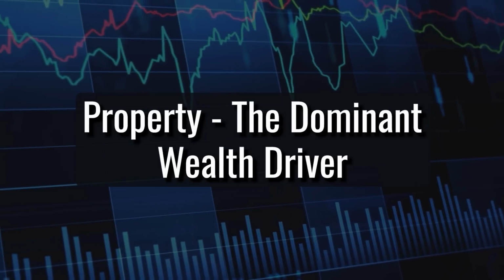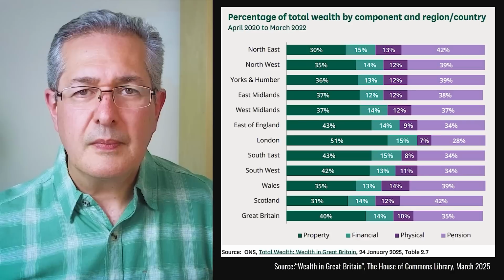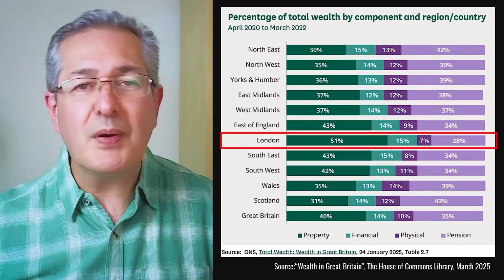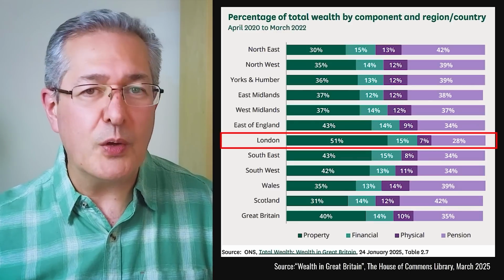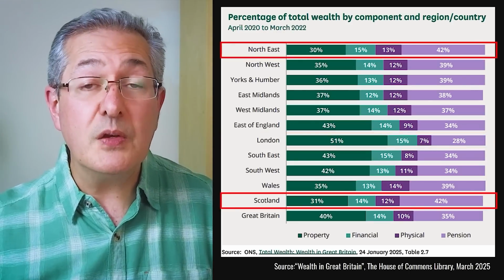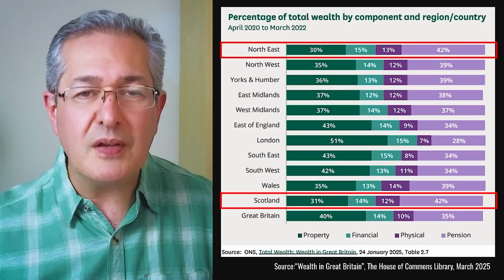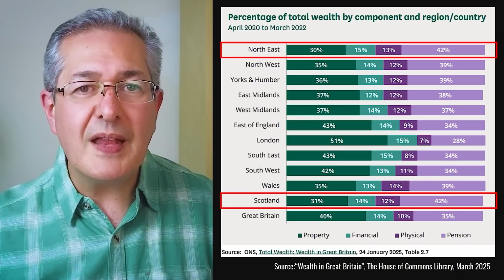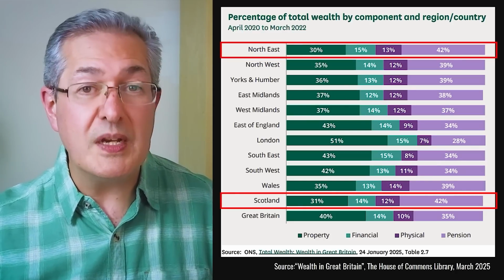Now, we saw that property was the most important category, so let's dig into that data now. What you can see is that for areas like London with very high property prices, property wealth made up 51% of total household wealth, and this was in March of 2022. In contrast, if you look at the North East and Scotland, pension wealth made up a larger proportion of total wealth, the largest proportion in fact. And that simply reflects lower house prices and lower total median wealth in those regions.